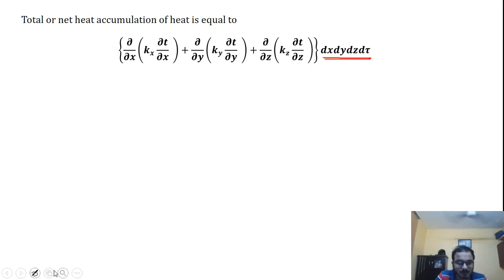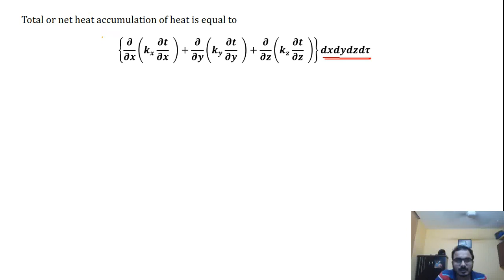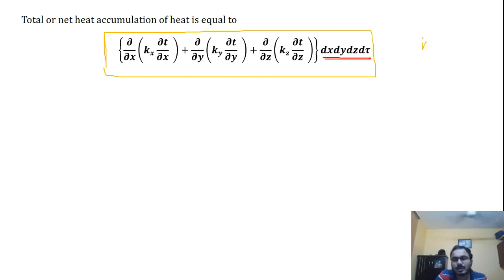So here, let us consider this to be your equation A, capital A.